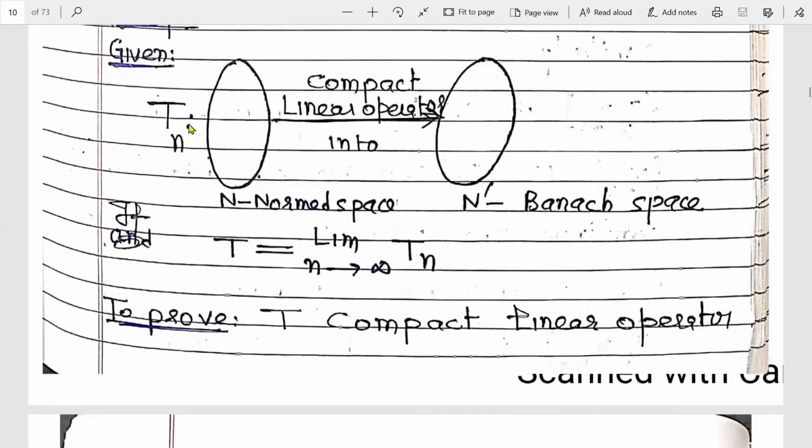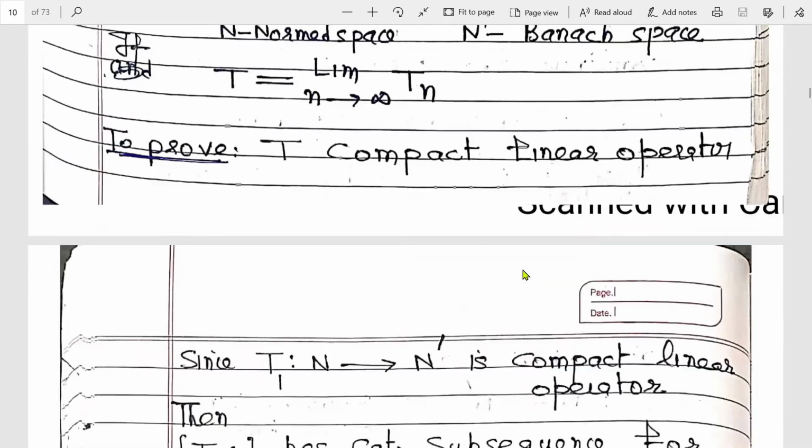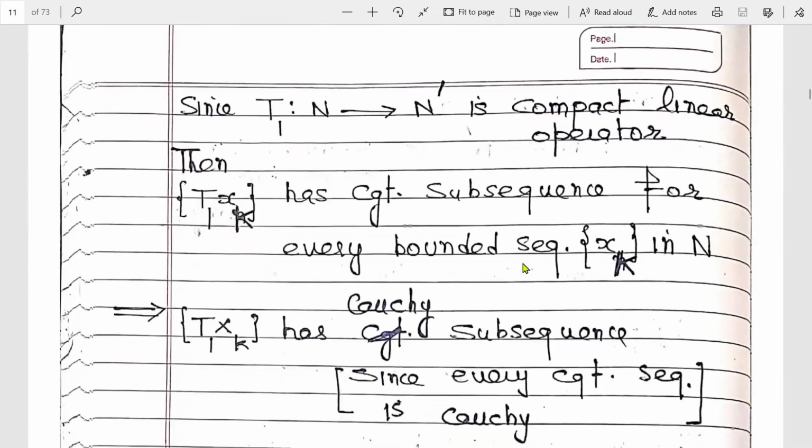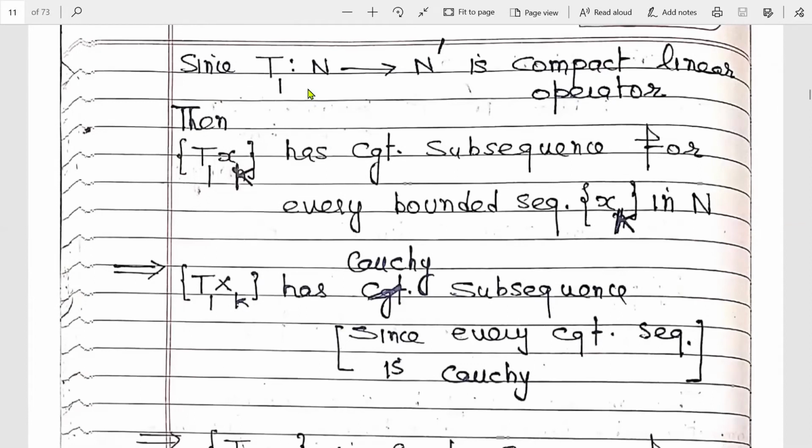Now, Tn is a sequence of compact linear operators, and this sequence converges to T. Our purpose is to prove that T is a compact linear operator. In order to prove this, first we take T1, which is a compact linear operator from N to N'.